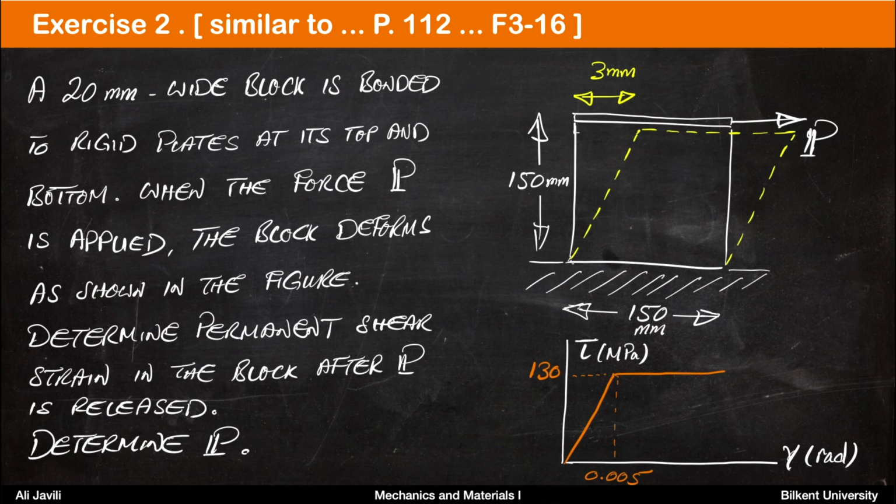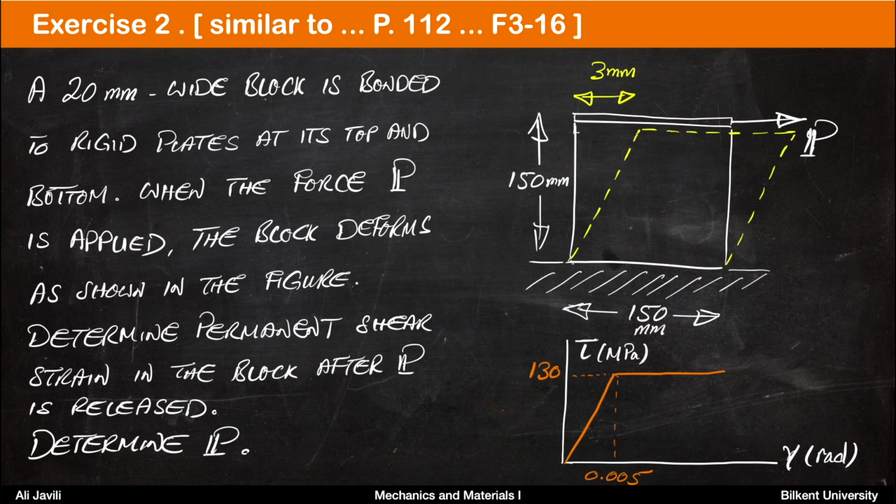Exercise 2 of today's lecture is similar to problem F316 on page 112 of the book. A 20 millimeter wide block is bonded to rigid plates at its top and bottom. When the force P is applied, the block deforms as shown in the figure. So essentially you have the square block here, you apply force P, and due to shear stress, it's going to transform to a parallelogram. Determine the permanent shear strain in the block after P is released, and also determine the force P.